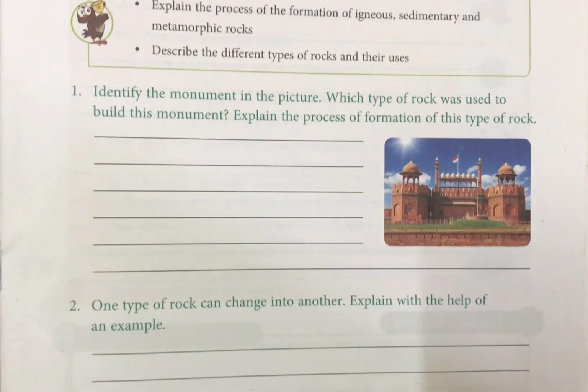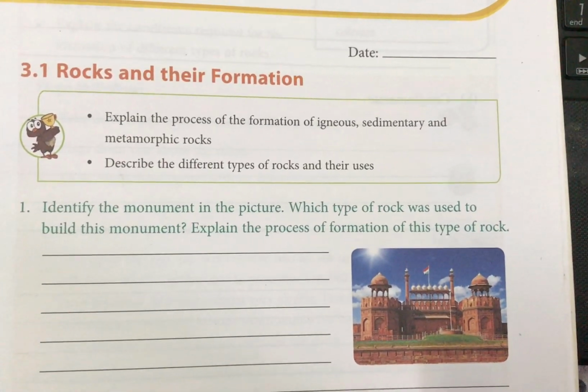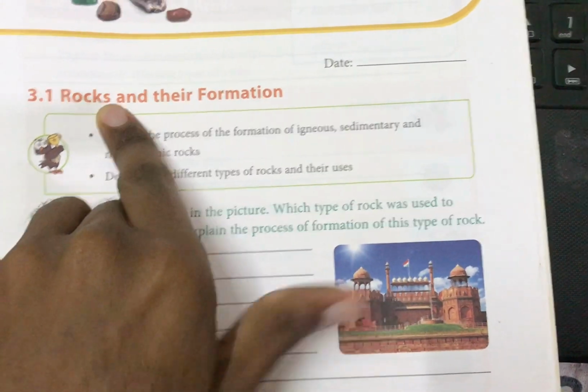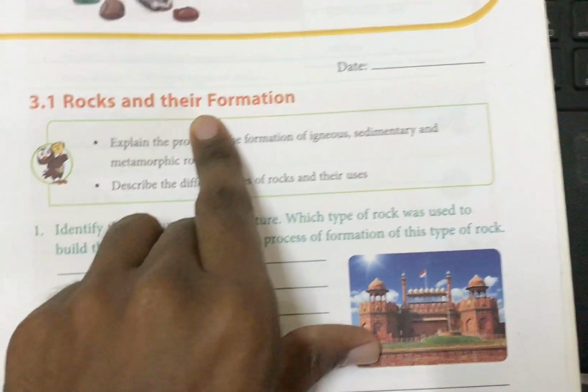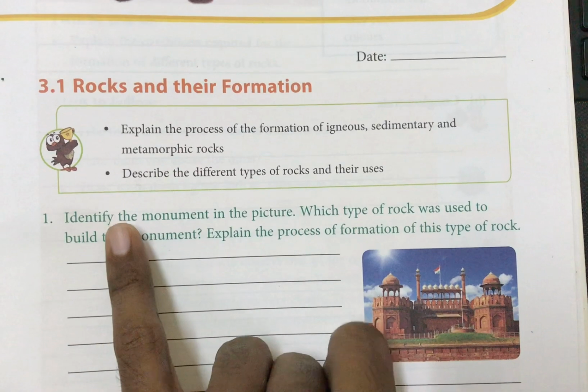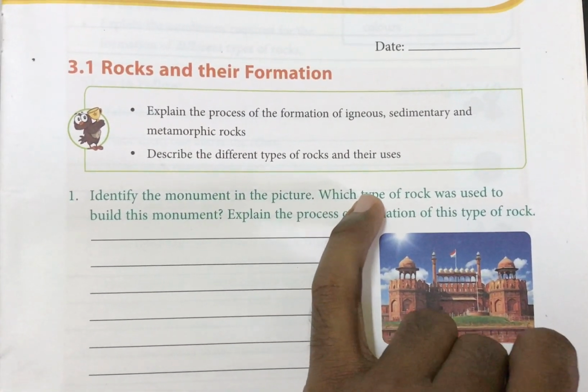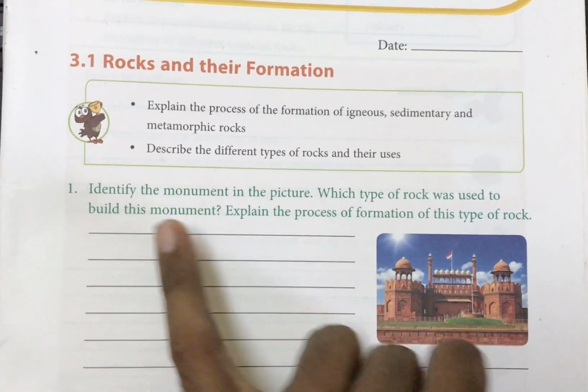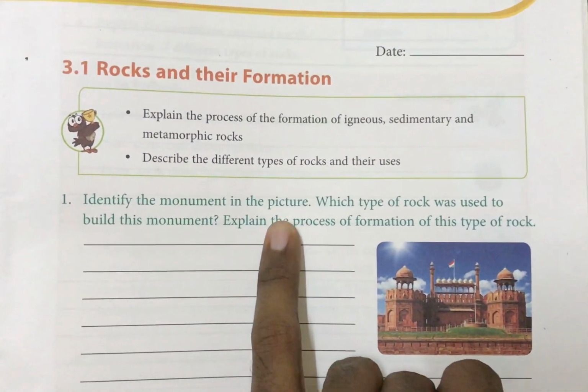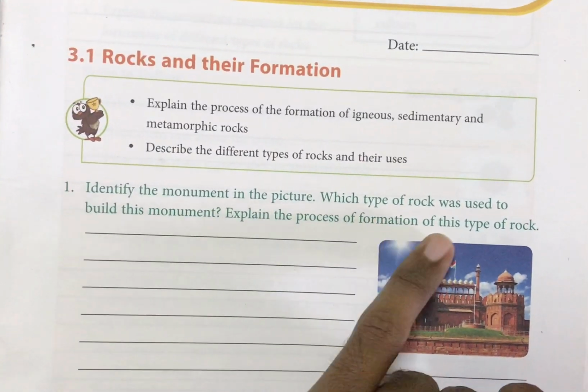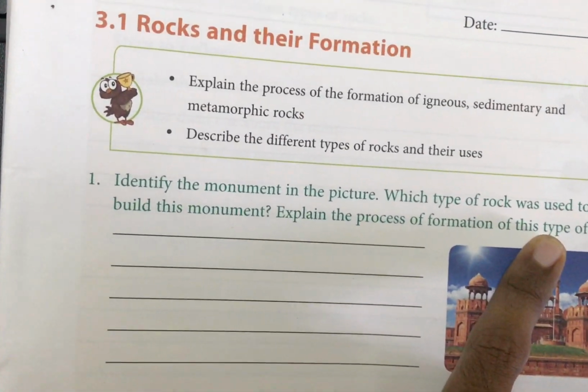Okay, what is the first question? First, exercise 3.1, rocks and their formation. The first question is: identify the monument in the picture. Which type of rock was used to build this monument? Explain the process of formation of this type of rock.